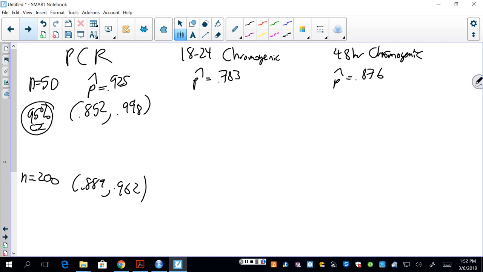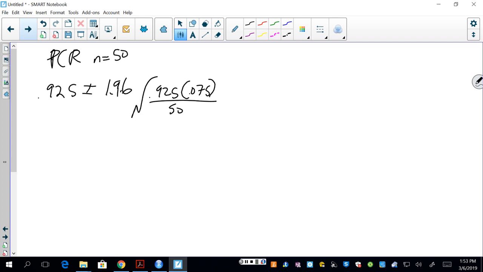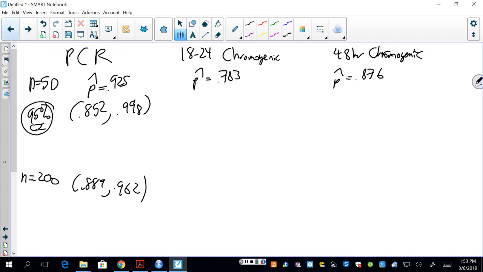What was the formula you used for the 50? PCR equals 0.925 plus or minus 1.96 times the square root of 0.925 times 0.075 over 50. Yes, that's what I got. And the 200 one is just a change to 200 there, right? But it becomes a lot more narrow. You have more information, the standard error is smaller, so it's more precisely estimated.